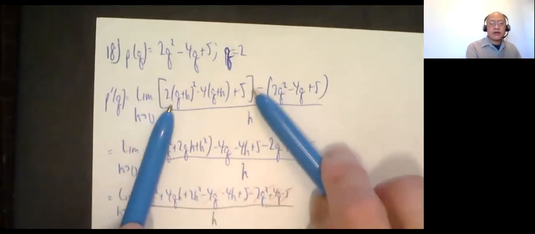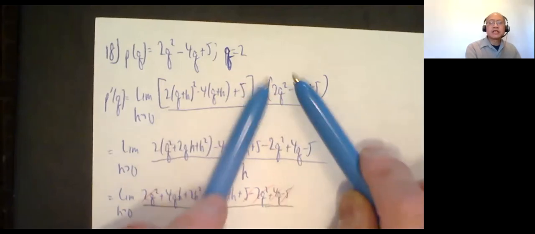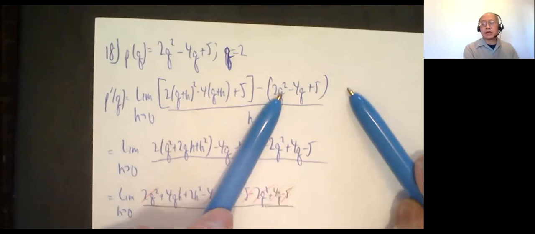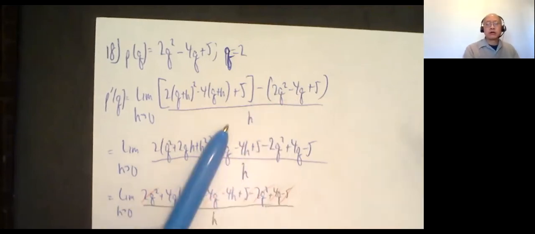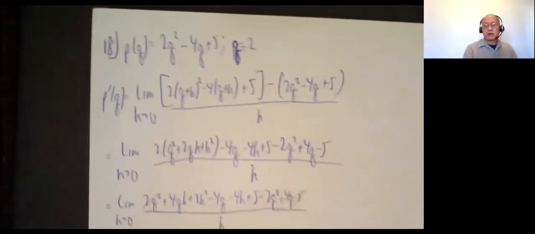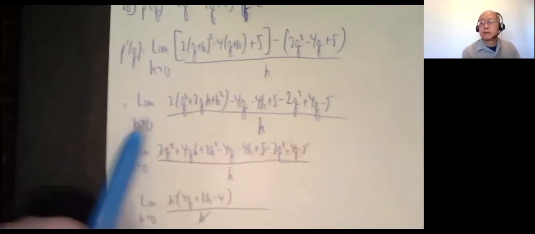So this is F of X plus H, or in this case, it's F of Q plus H, minus the original function in parentheses. So I just copy that. This part here is always just a copy job. 2Q squared minus 4Q plus 5, all divided by H. Okay, let me raise it up for you. Okay, and now some messy algebra.